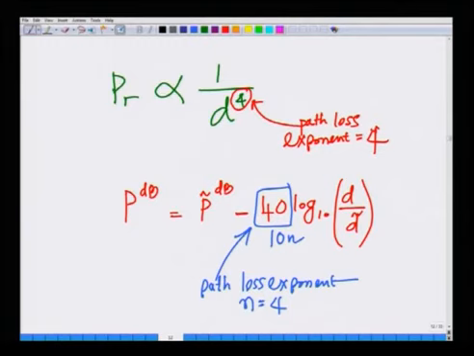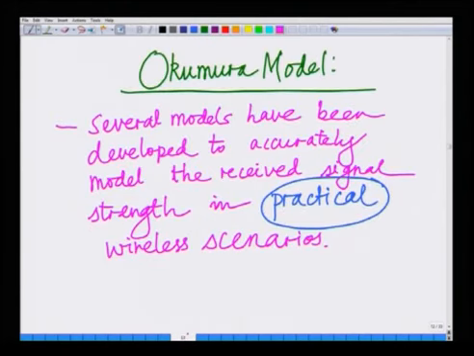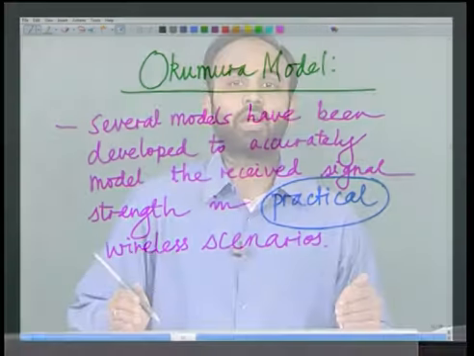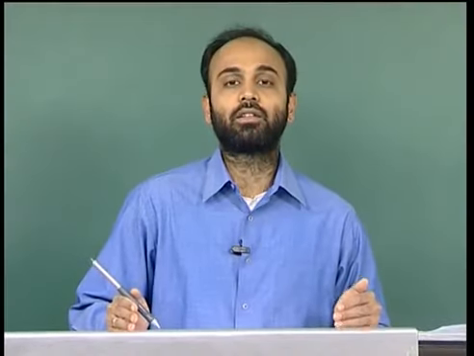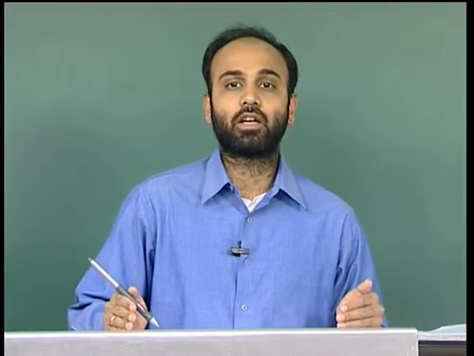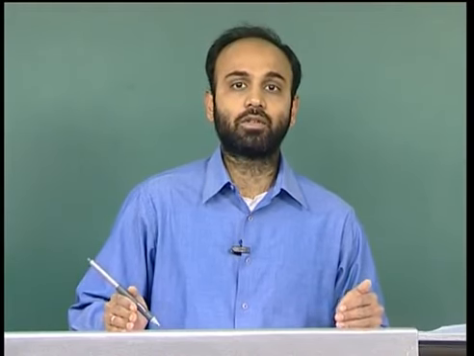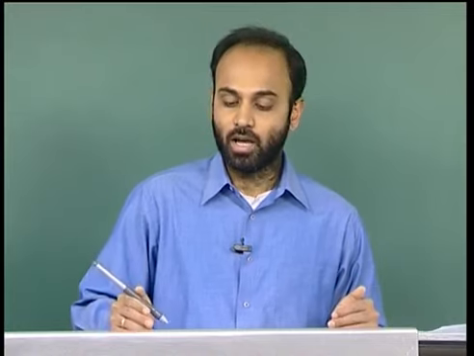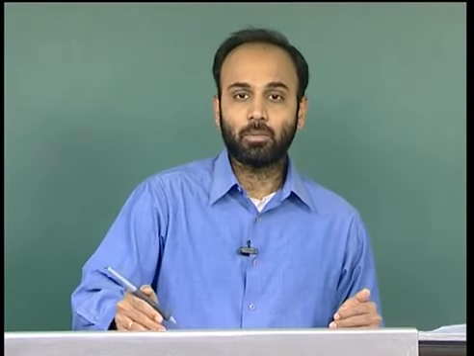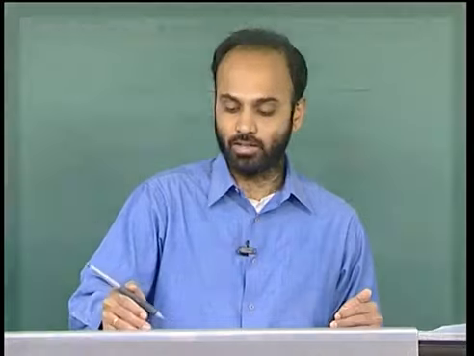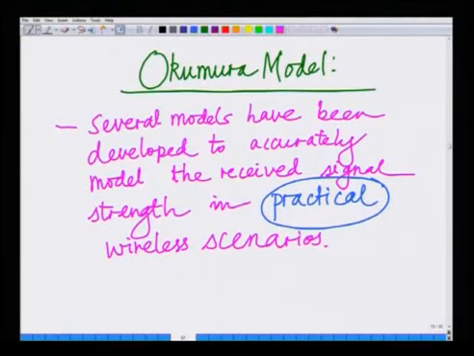And essentially, the other thing that we started looking at is the Okumura model for wireless communication. We said that in a practical wireless channel propagation scenario, we want to consider a model which gives us signal strength as a function of distance, and this Okumura model is one such practical model which is applicable in practical scenarios, that is, to accurately model the received signal strength as a function of the distance.